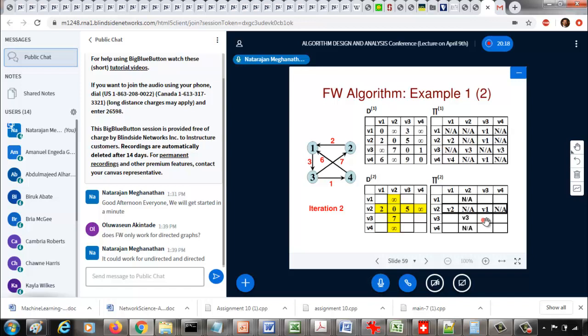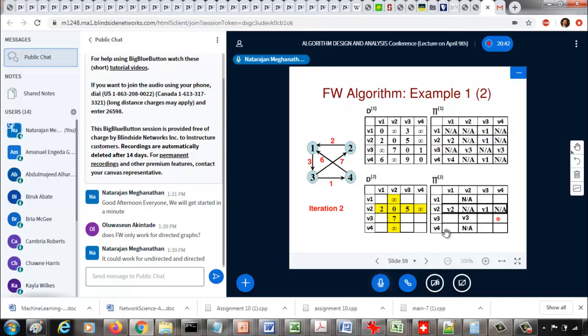Now for V3 to V4 we currently have 1 as the distance. If you draw the horizontal and vertical lines, it is 7 and infinity here. So 7 plus infinity is infinity, not less than 1. So we stay with 1 and write down whatever is the predecessor, which is V3 here.